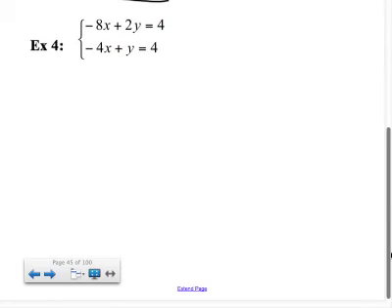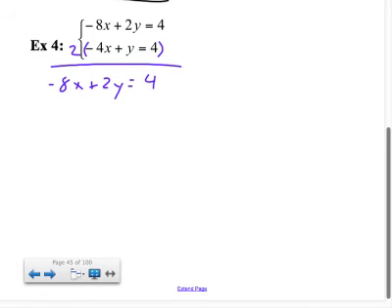In example 4, same idea. This is nice because it's already kind of written for me, so I'm going to multiply the whole bottom equation by 2. And so the two equations I'm working with are negative 8x plus 2y equals 4. I just rewrote the first equation. The second equation is negative 8x plus 2y equals 8.